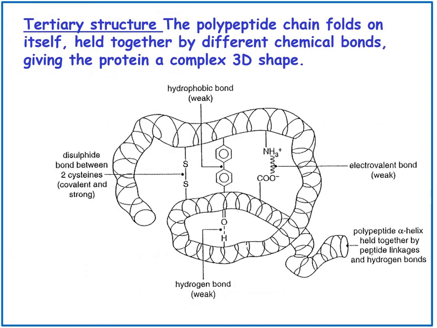So, tertiary structure. Once the alpha helices or beta pleated sheets have been formed, the secondary structure then folds on itself again and again, twists and folds, and it is held together by different chemical bonds, giving the protein a complex 3D shape or tertiary shape.